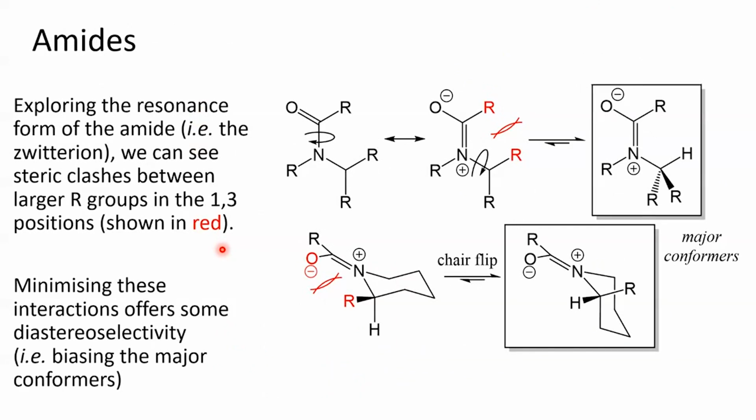Amides. We should be familiar with amides, as well as with the resonance forms that they can adopt. If there are larger R groups attached to those amides, that can impart some diastereoselectivity over the conformers that you see. Because certain conformers are biased, if we were to react those amides, that bias will be carried through into the products of those reactions.